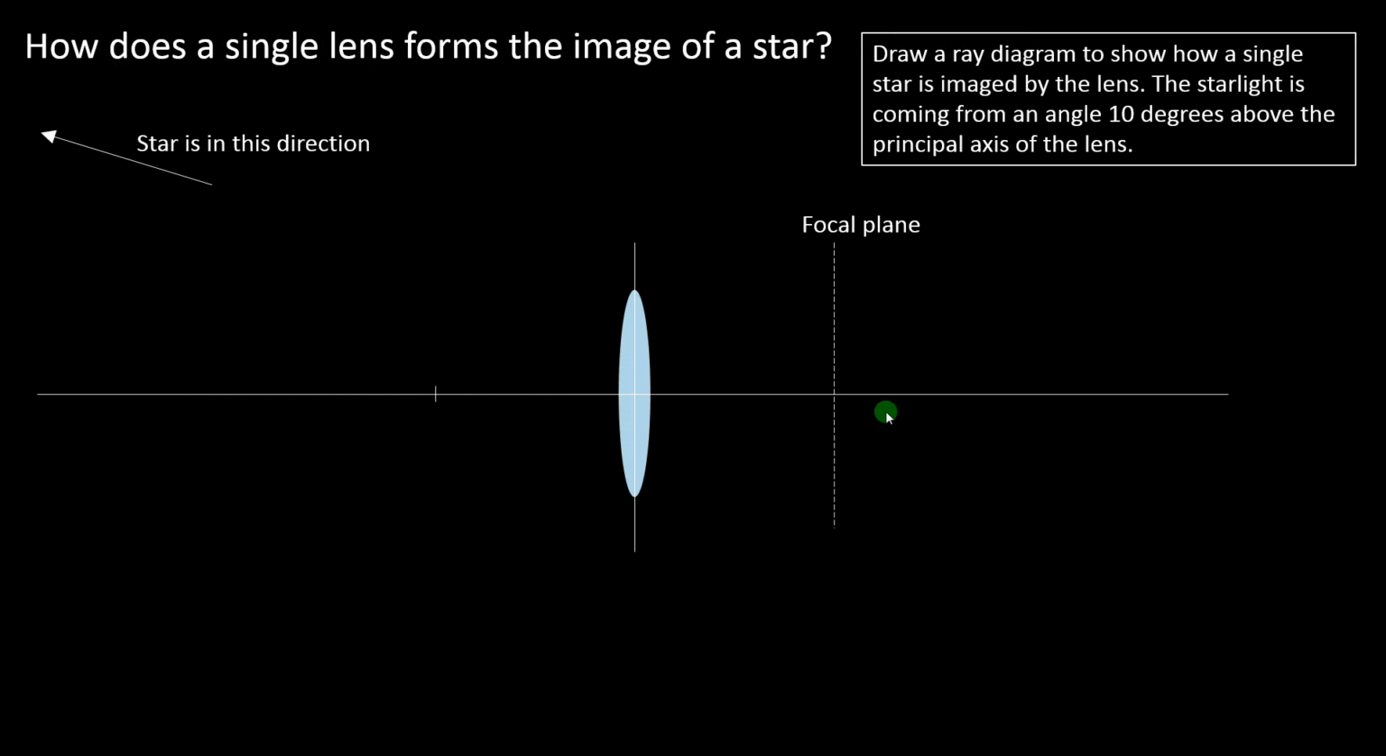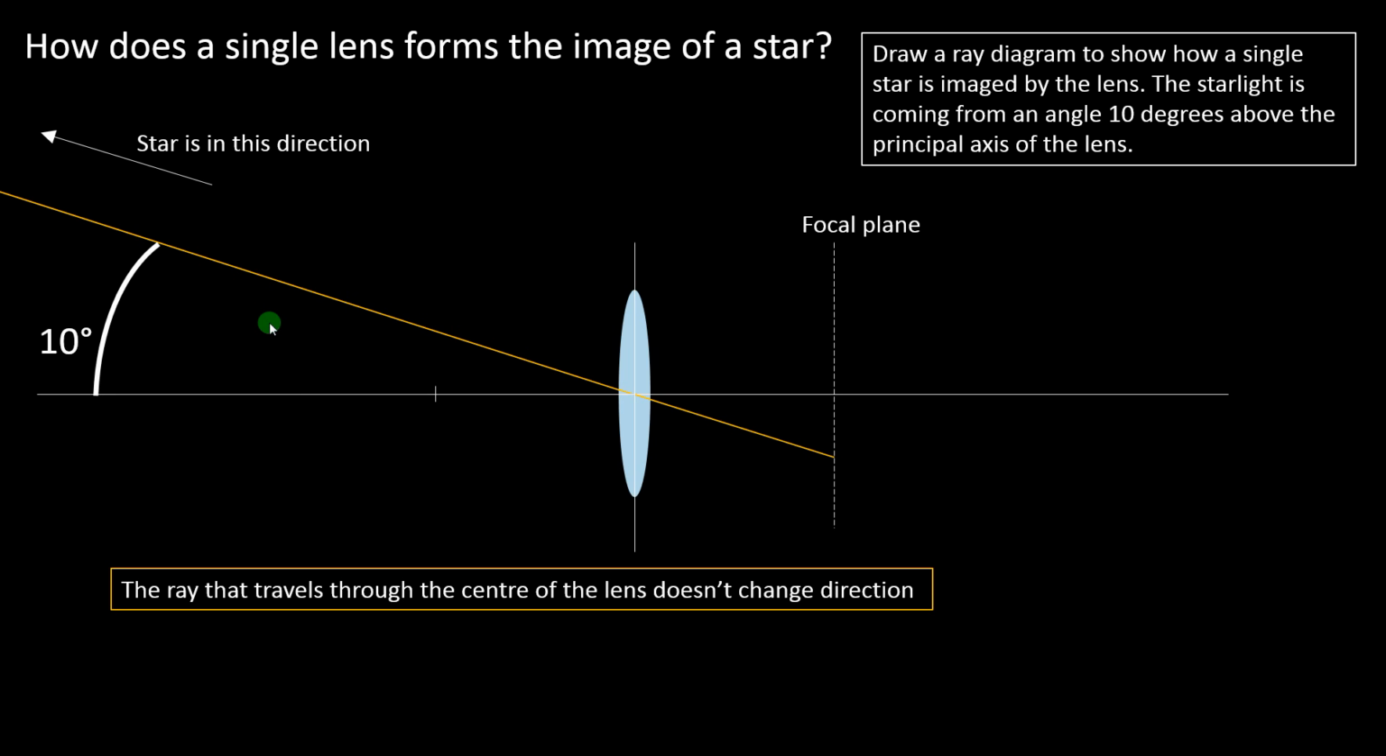Okay, so having said that, how do we show what the lens does to that light? Well, it looks very similar to one of our rules. So here's a particular question you might get. Draw a ray diagram to show how a single star is imaged by the lens. The starlight is coming from an angle of 10 degrees above the principal axis of the lens. So I've drawn a little arrow on here, about 10 degree angle. That shows you where the light's coming from. Now again, we have to pick our rays. If you remember, we had the rule that the ray through the centre of the lens doesn't change direction. So that's the one we want to draw first of all, because that's the one where we know where it's going to go. So there you go, there's the orange ray, same colour as before with the rule, and I've marked the 10 degrees on there.